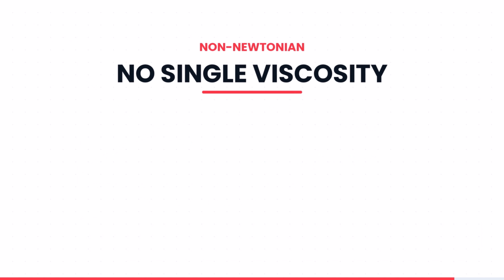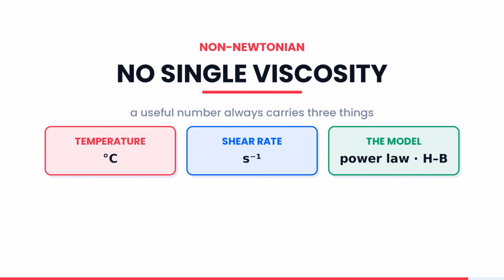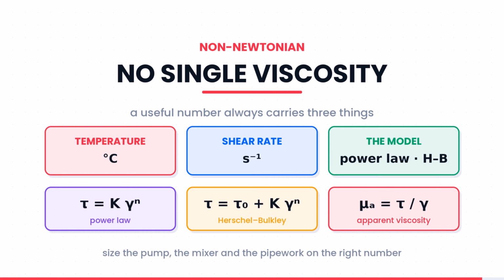So for a non-Newtonian fluid, there is no single viscosity to look up. A useful number always carries three things with it: the temperature, the shear rate, and the model it was fitted to. Get those right, and you size the pump, the mixer and the pipework correctly. Get them wrong, and the plant will tell you soon enough.